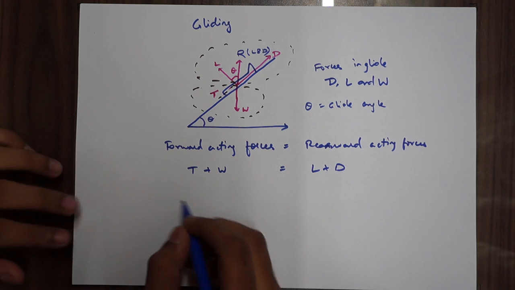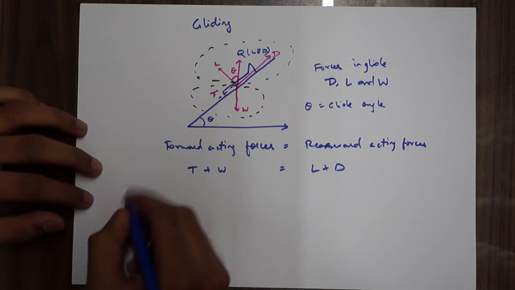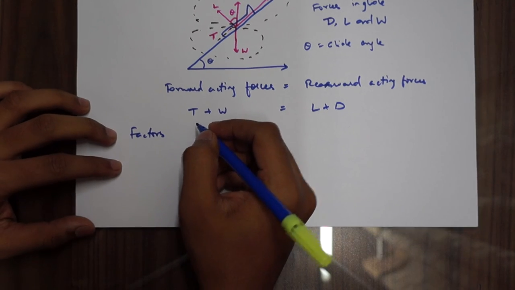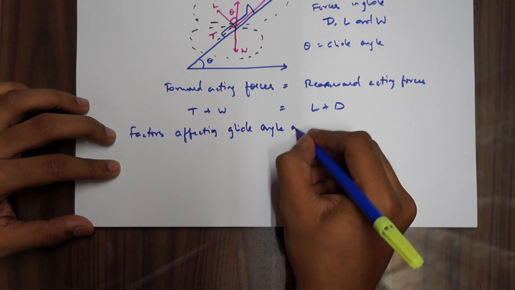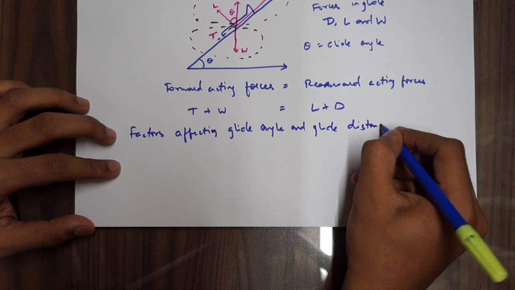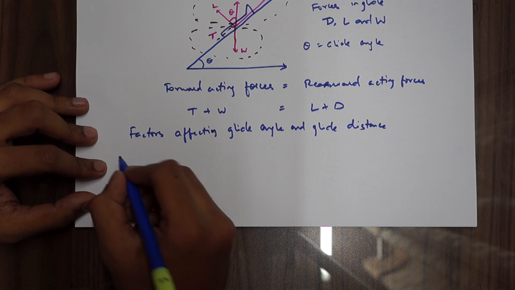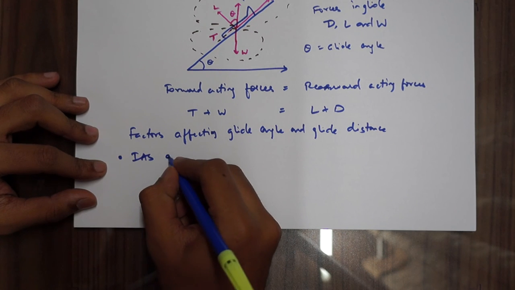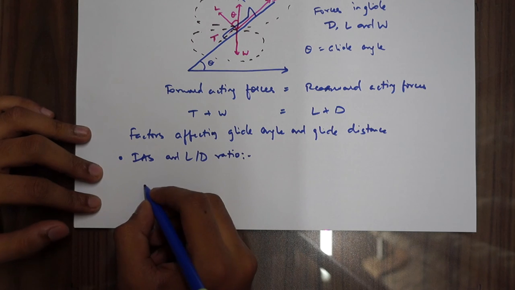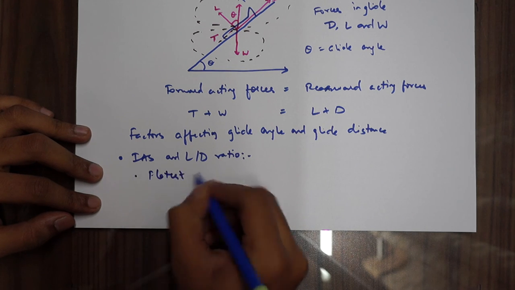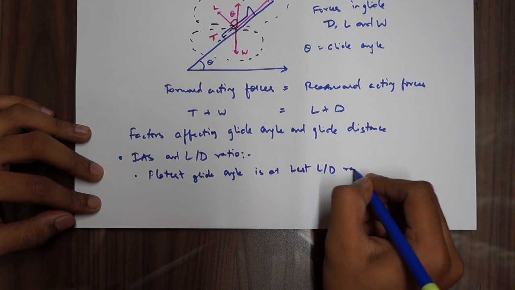Now, what are the factors that affect the glide angle and glide distance? We are going to discuss that in a bit. So, factors affecting glide angle and glide distance. The first factor that is affecting is IAS and L by D ratio. Now, the flattest glide angle is at best L by D ratio.